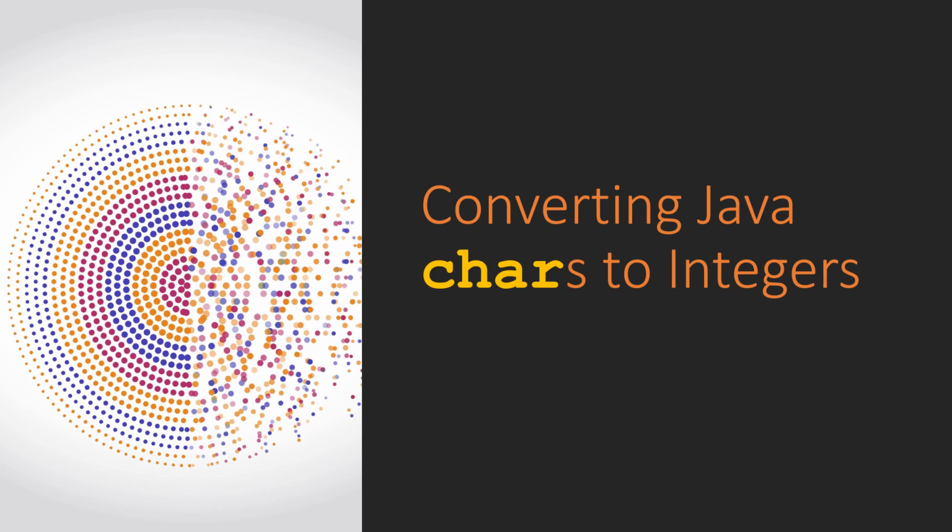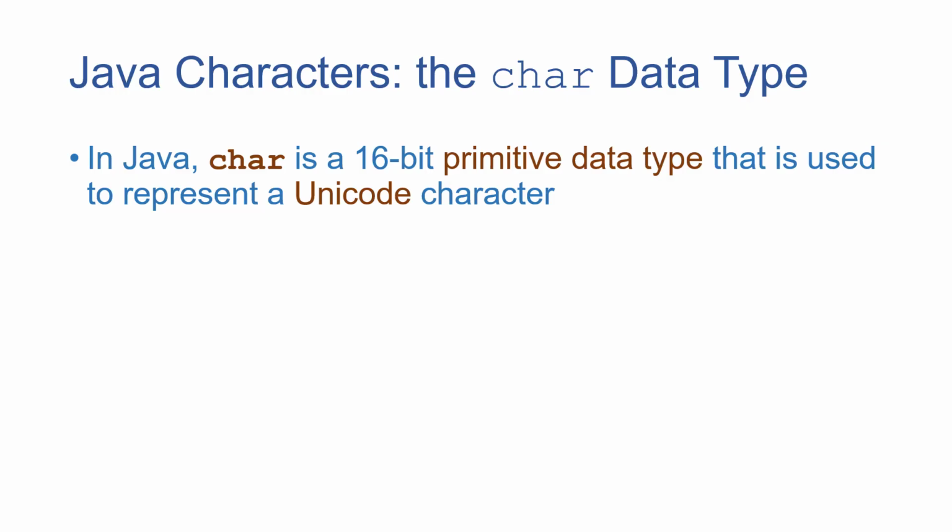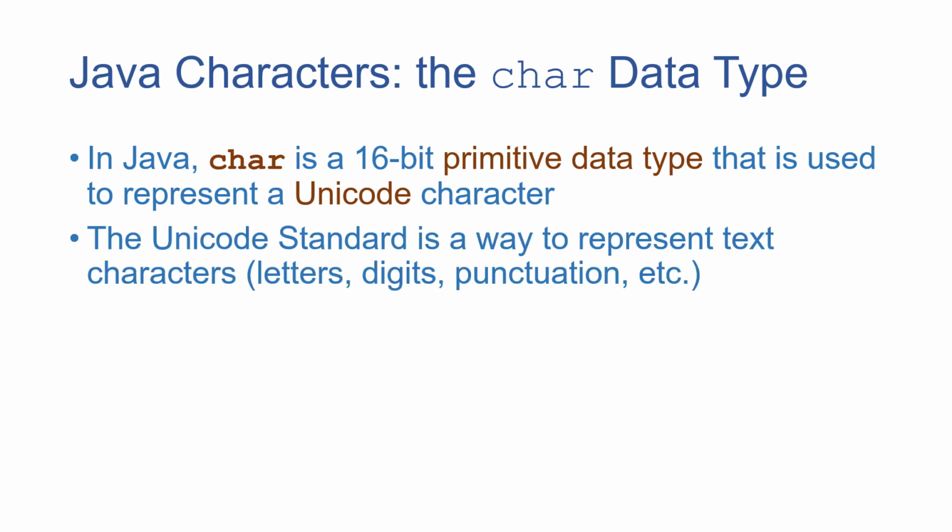When you're working with data types in Java, and specifically characters, it's important that you understand how characters are actually represented in Java. So the Java char type is a 16-bit primitive type used to represent a Unicode character. The Unicode standard is just a way to represent text characters, so things like letters, digits, punctuation, shapes, and so forth, in a data type. Each one of those entities gets a specific value in the Unicode standard.